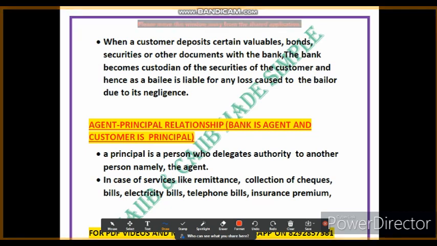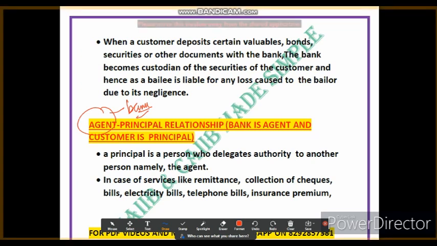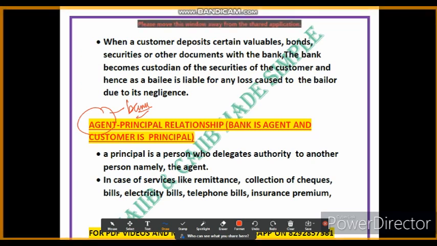In the agent principal relationship, the bank acts like an agent, and it performs certain tasks on the behalf of the customer, such as bill payment or remittance service. The customer is a principal. So the bank is an agent and the customer is a principal, who delegates authority to the bank as a representative in this specific transaction. So this is all about the agent principal relationship, where the bank acts like an agent and the customer is a principal.